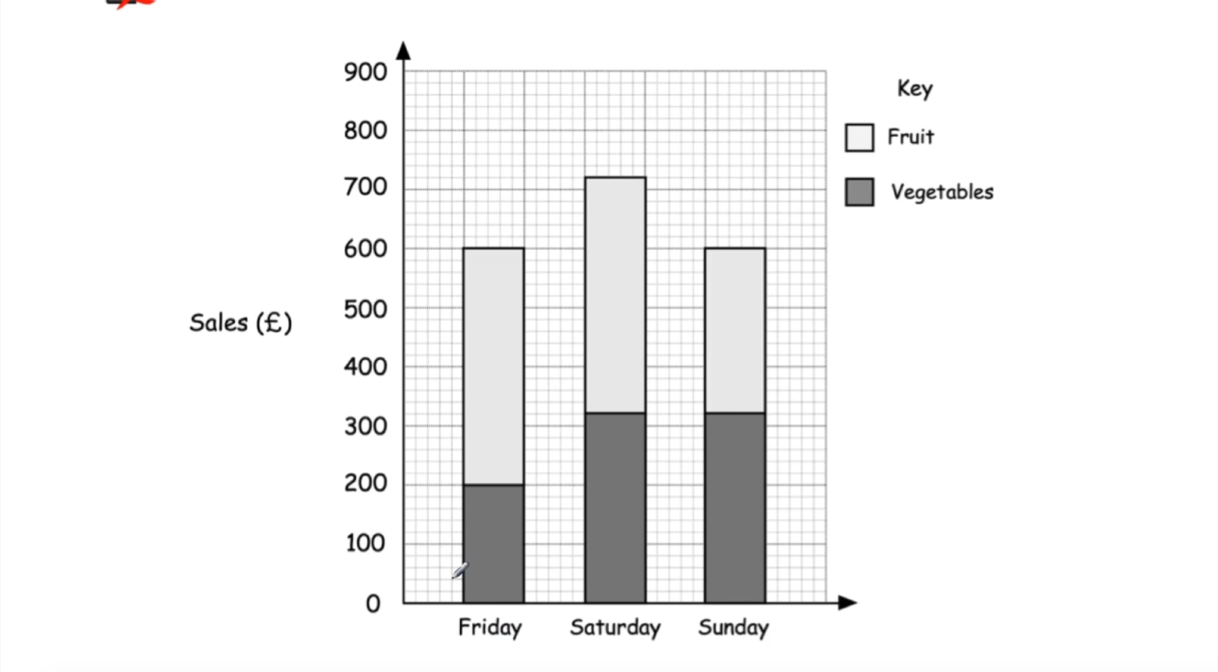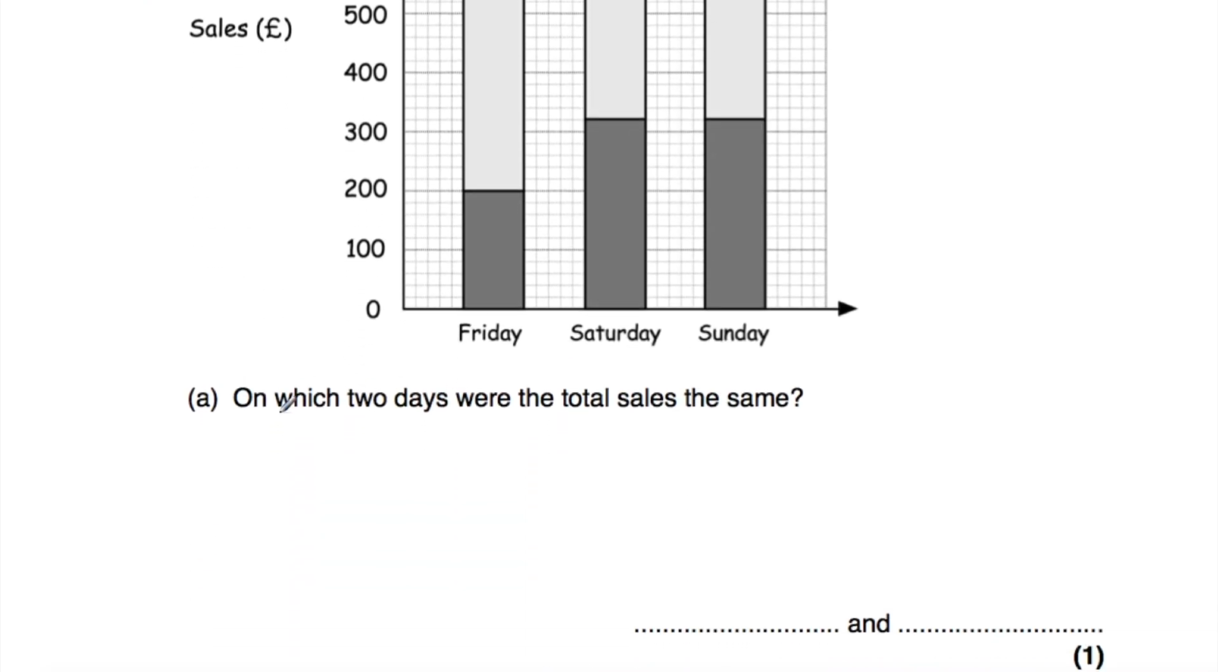She sold £200 worth of vegetables, and she sold the rest, which would be 600 take away 200 is £400 worth of fruit, and so on. And then we've got the information for Saturday and for Sunday. The first part of the question, part A, says, on which 2 days was the total sales the same?